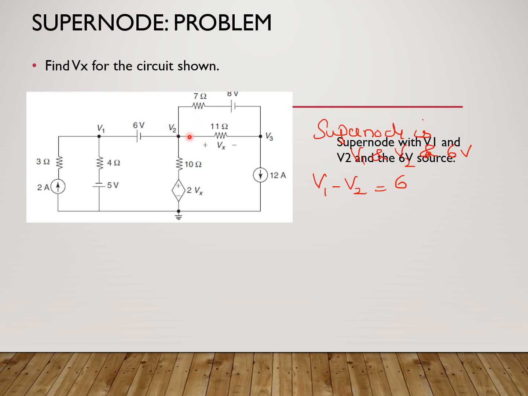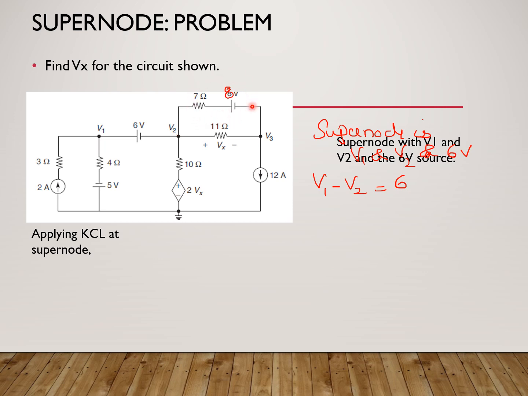Now, the other point to be noted is that there is an 8 volt battery between V2 and V3. Why are you not considering this as a super node, since these are non-reference nodes still? Because there is a 7 ohm resistor in series in this branch. I can always find the current through the 7 ohm as the potential drop divided by 7. So as long as KCL can be written through a particular branch, this is not going to be considered as a super node.